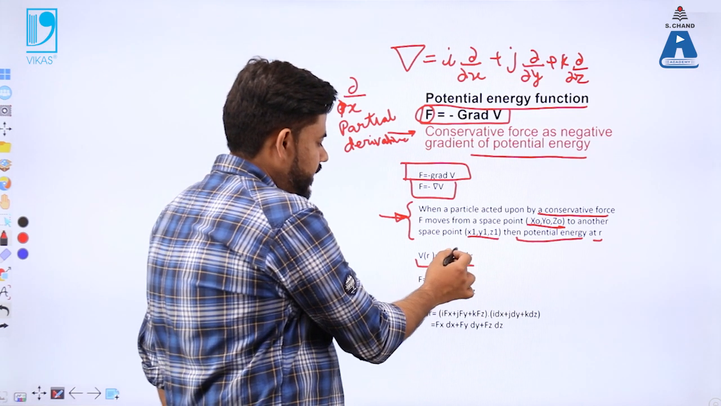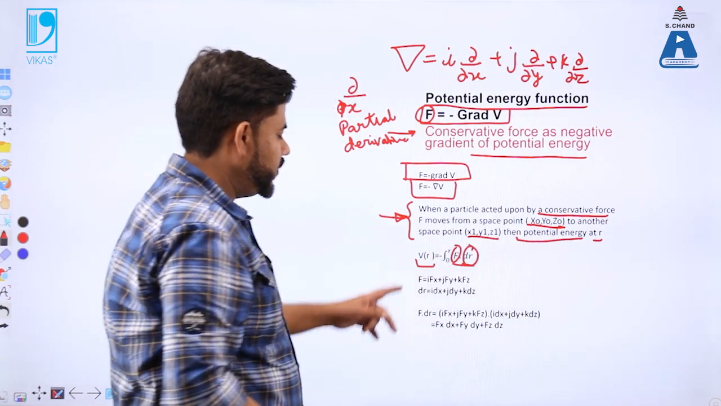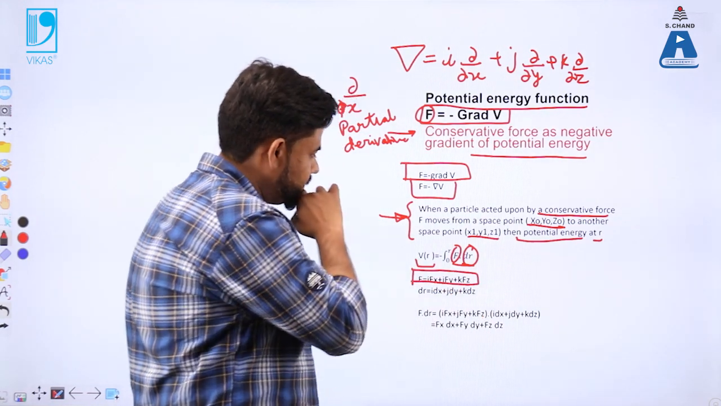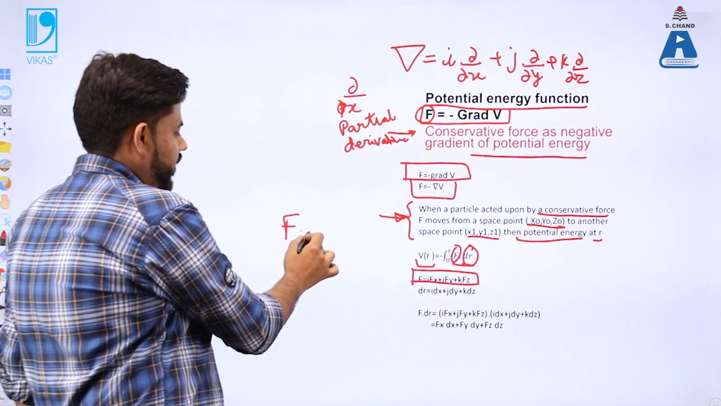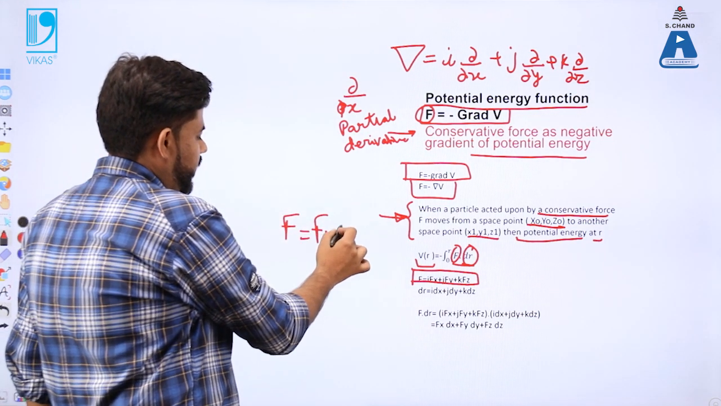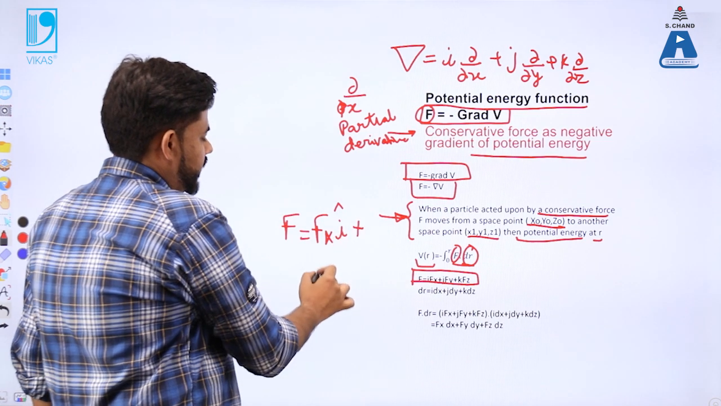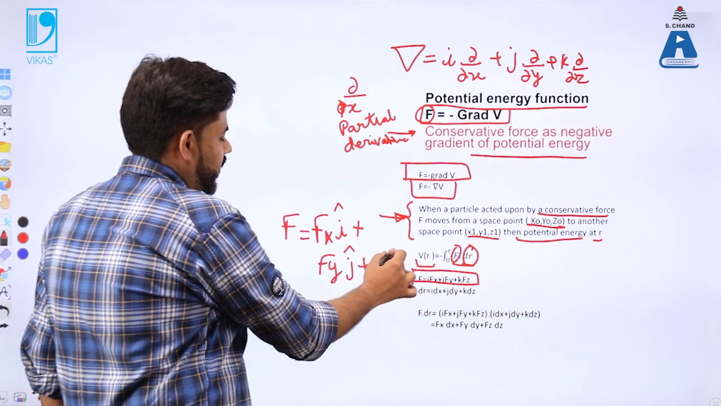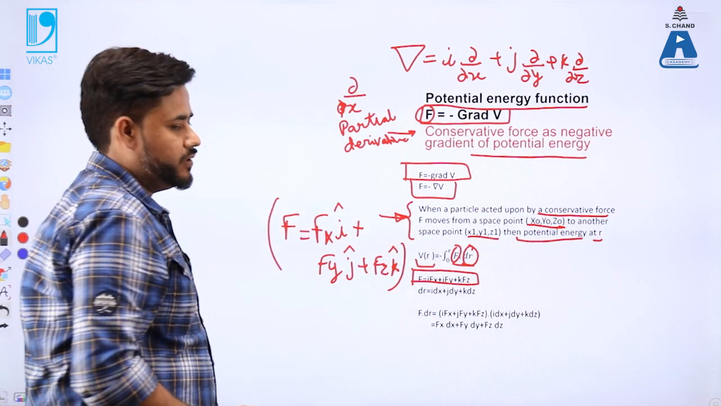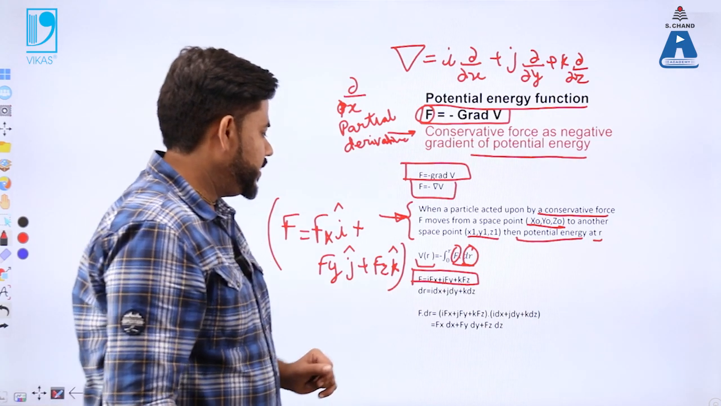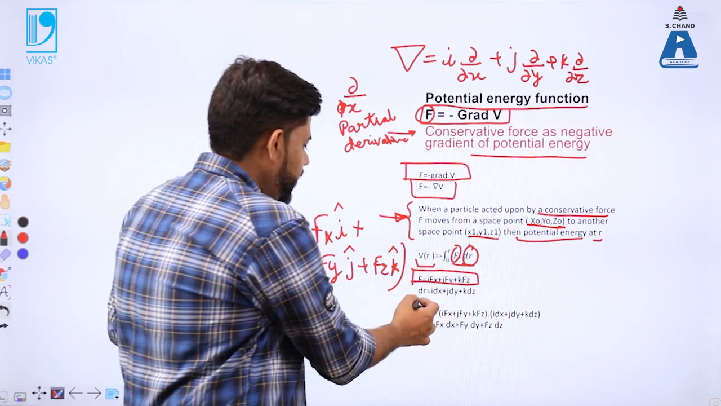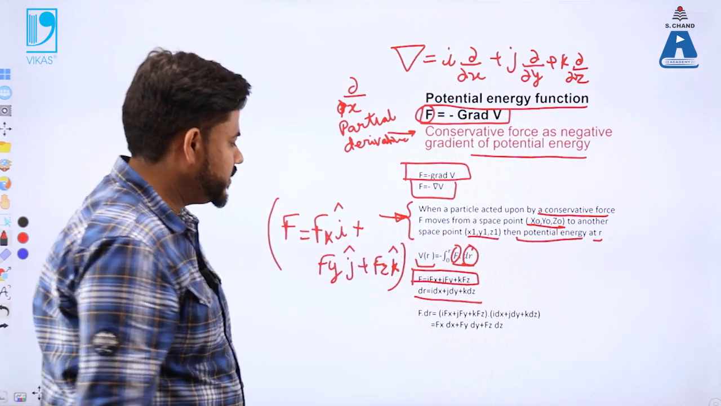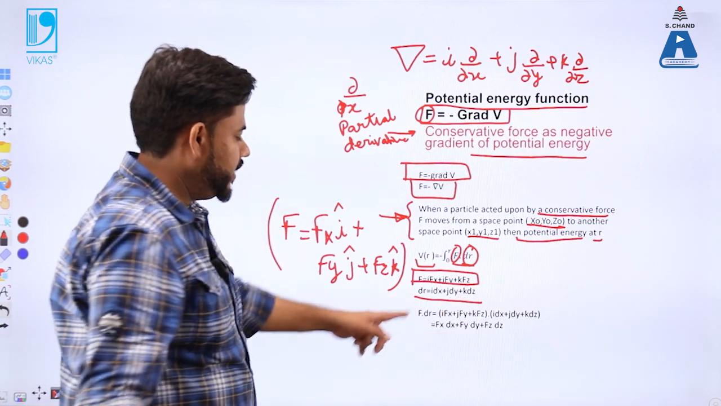Now F force and dr are two different terms. The force F has three components: Fx multiplied by i vector plus Fy multiplied by j vector plus Fz multiplied by k vector, where i, j, k indicate the unit vectors. So I have substituted this value of F. Similarly for dr, the components are dx, dy and dz in terms of i, j, k.